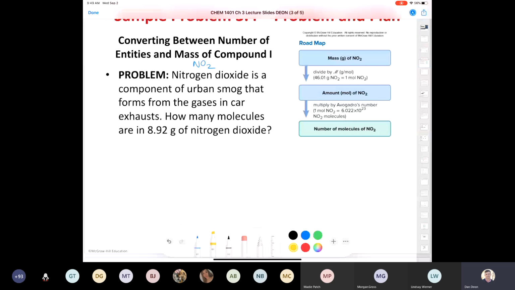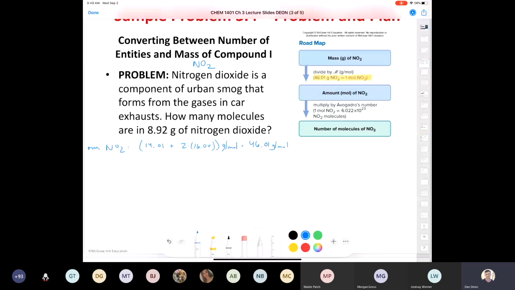Where did you get that? Well, the mass of nitrogen is 14.01, and the mass of oxygen is 16. So the molar mass of NO2 is going to be equal to 14.01 plus 2 times 16.00. I'll wrap this whole thing up in grams per mole because I'm too lazy to write the units a bunch of times. And you end up with 46.01 grams per mole. There we go.